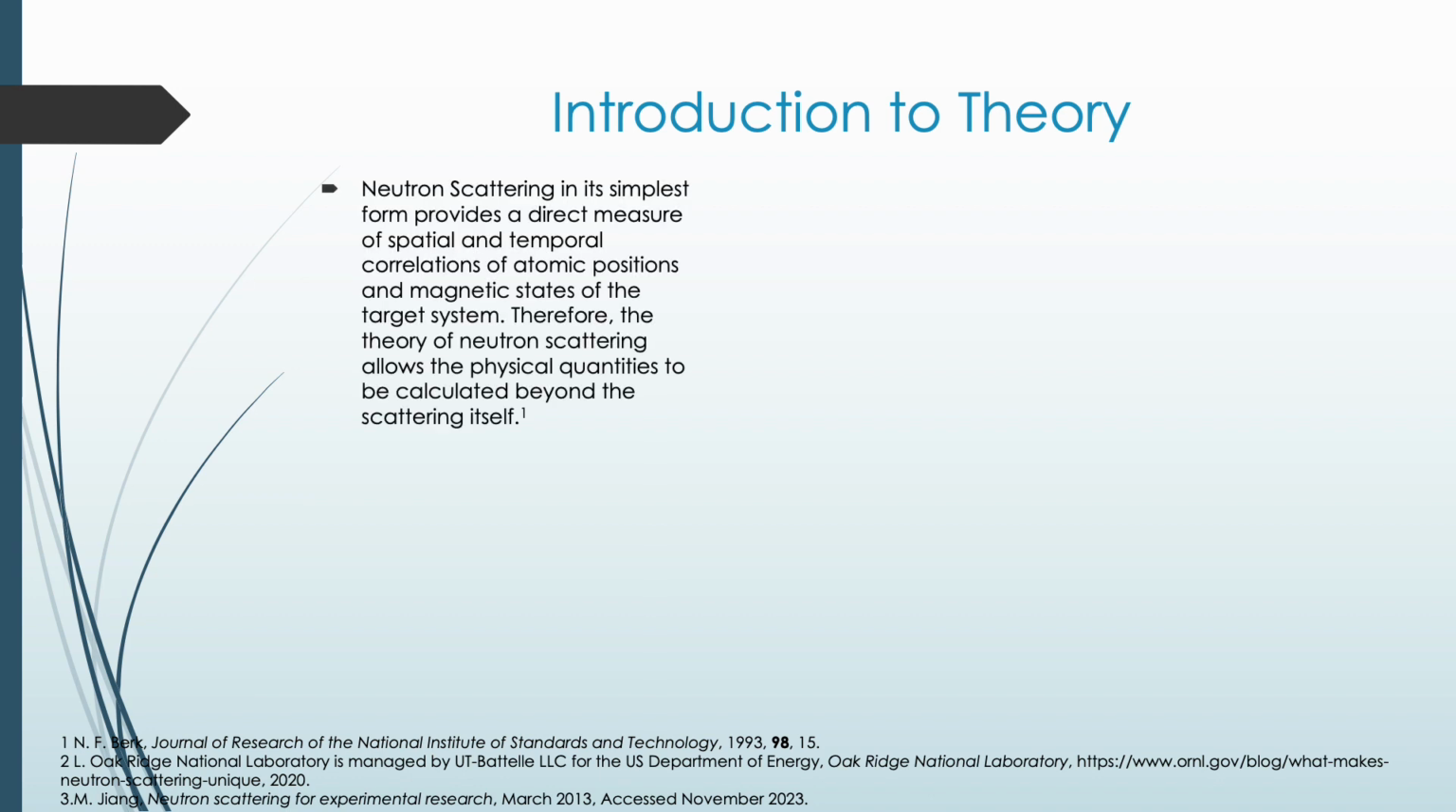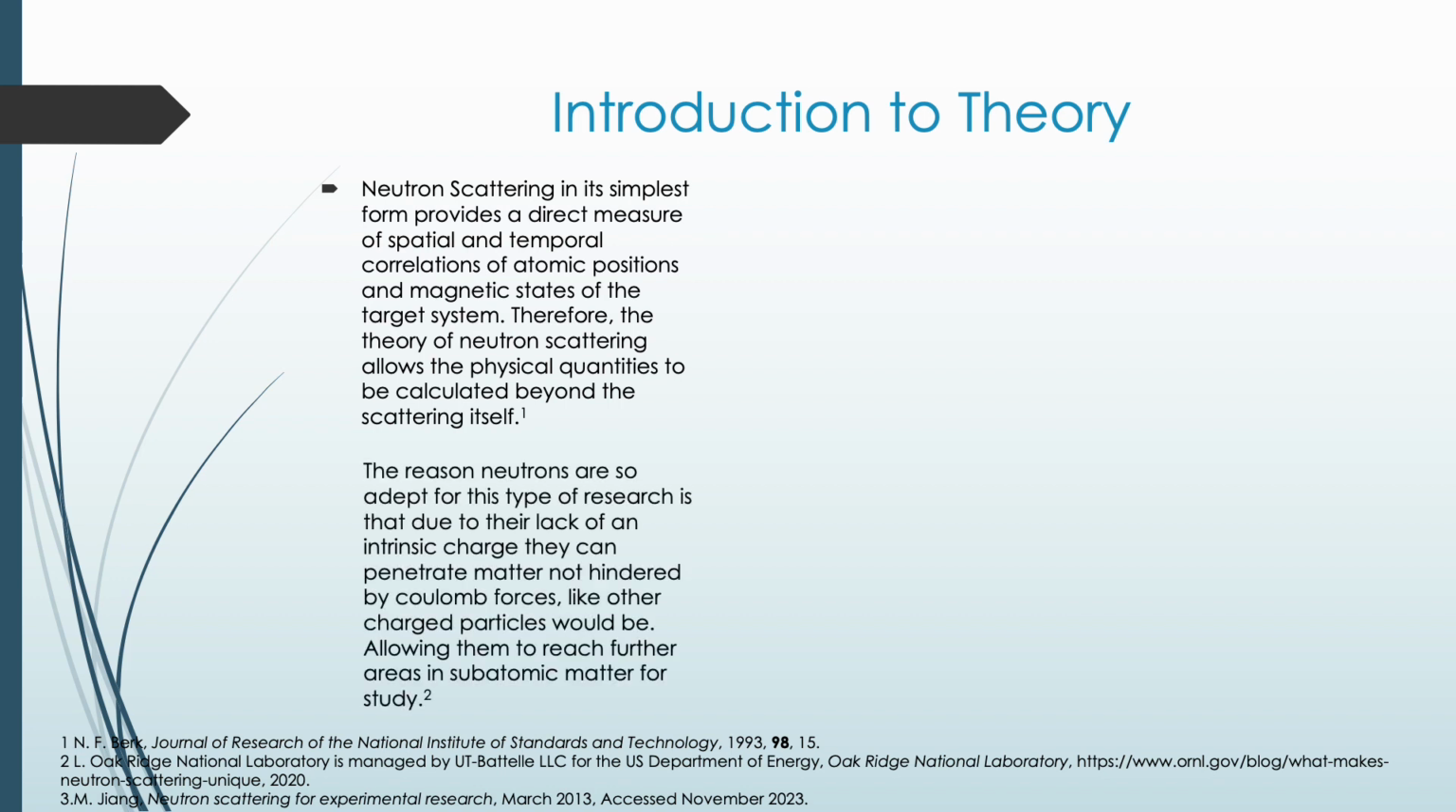Neutron scattering, in its simplest form, provides a direct measure of spatial and temporal correlations of atomic positions and magnetic states of the target system. Therefore, the theory of neutron scattering allows physical quantities to be calculated beyond the scattering itself. The reason neutrons are so adept for this type of research is that, due to their lack of an intrinsic charge, they can penetrate matter not hindered by Coulomb forces like other charged particles would be, such as protons, allowing them to reach further areas in subatomic matter for study.